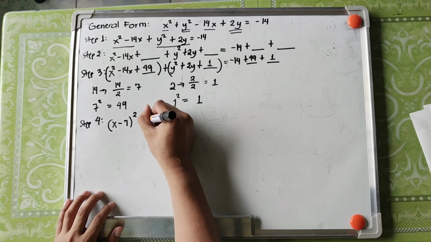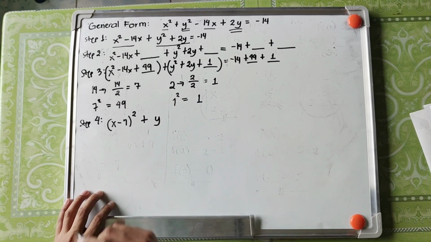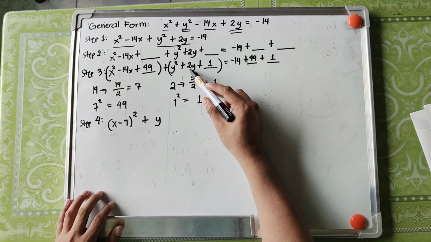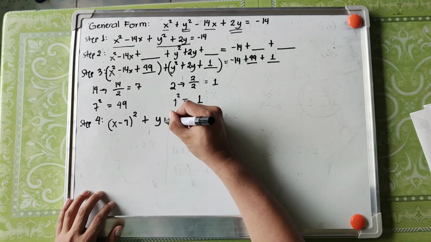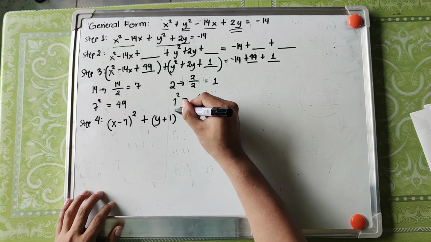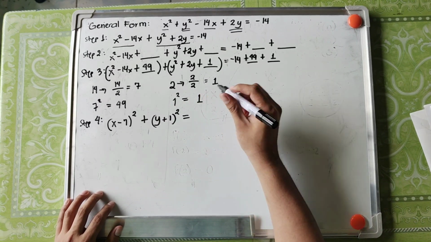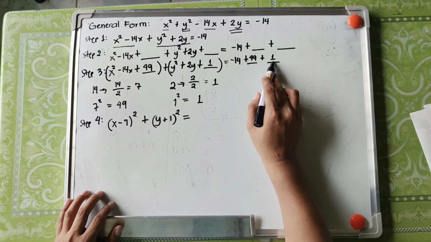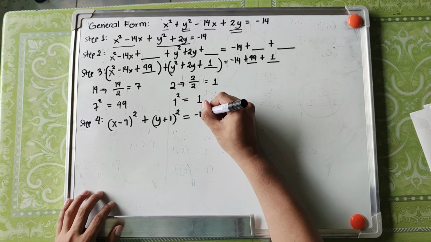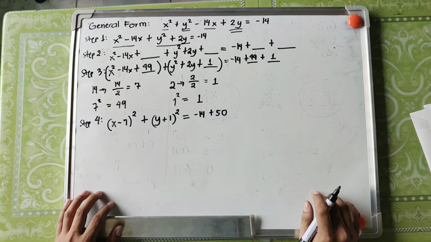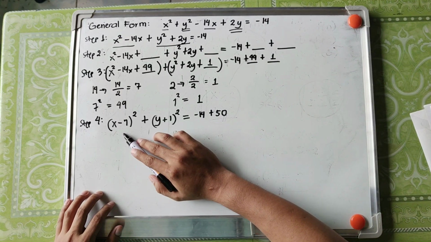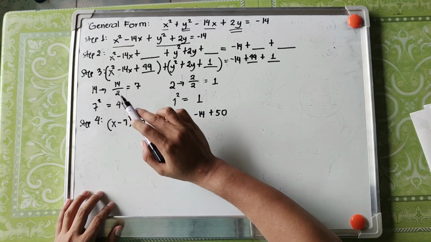square plus y. Ano yung middle term natin? Second term, half 2. Ano yung half ng 2 is 1. Ano yung sign niya? Plus 1 square is equal to 49 plus 1 is 50. So negative 14 plus 50. Step by step lang. Okay, bakit nagiging ganito? Plus x, di ba? X yung gamitin natin.